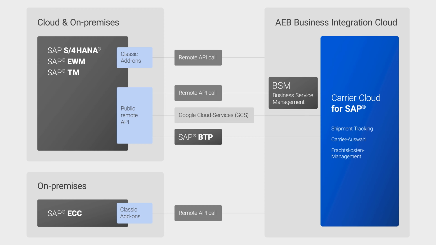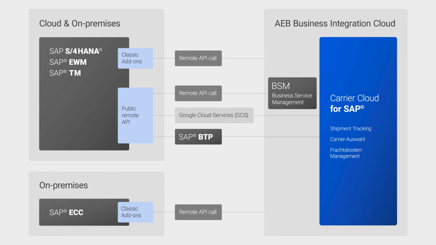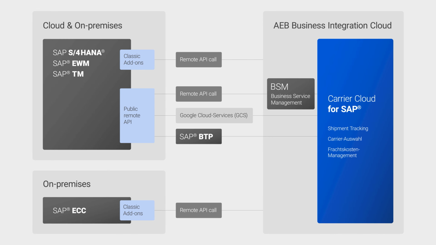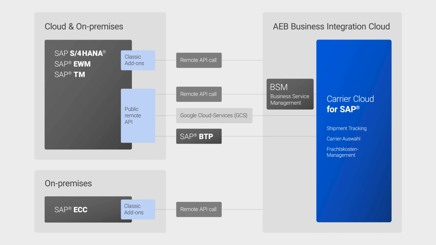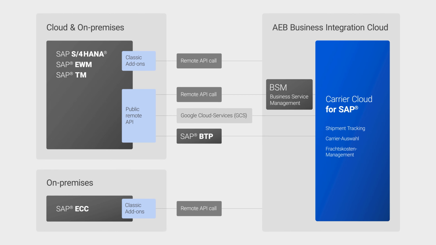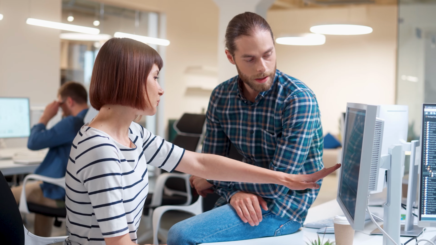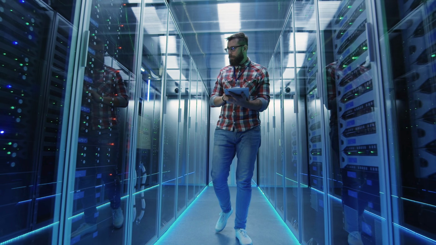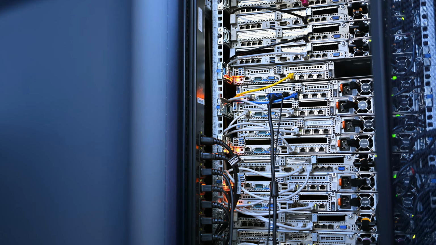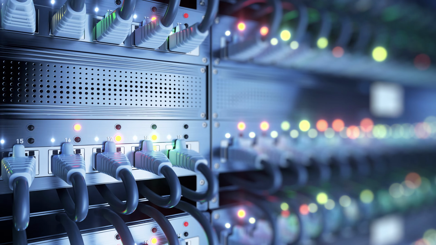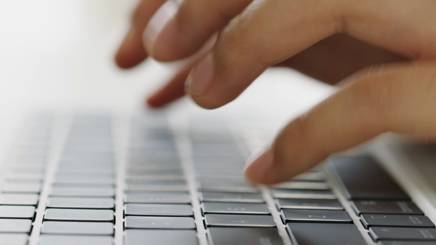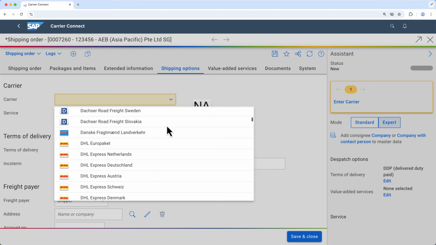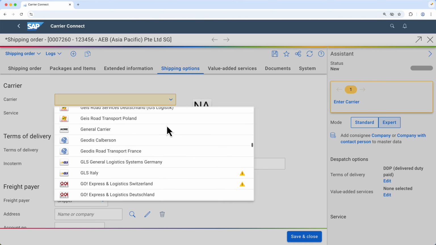With this, the AEB solution also helps you implement your clean core strategy. Instead of making extensions in the SAP core, as is often the case with traditional ABAP-based approaches, Carrier Cloud for SAP relies on a flexible, cloud-native architecture. This also simplifies the transformation to SAP S/4HANA for companies. Here, only the connection to Carrier Cloud for SAP needs to be updated. The connections to the transport service providers on the AEB platform remain intact. It couldn't be easier.